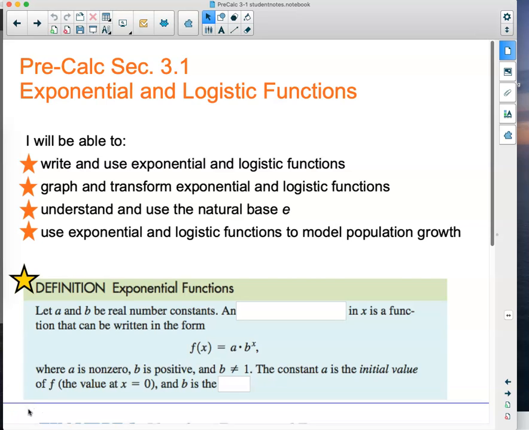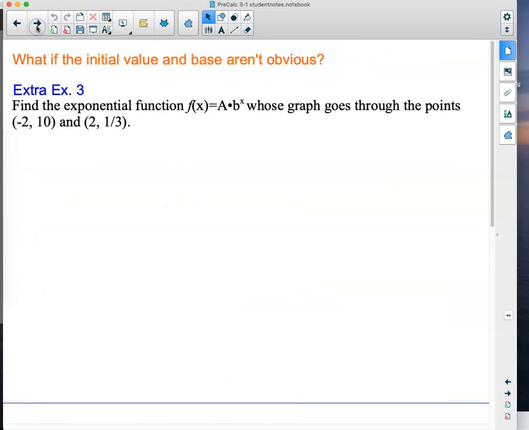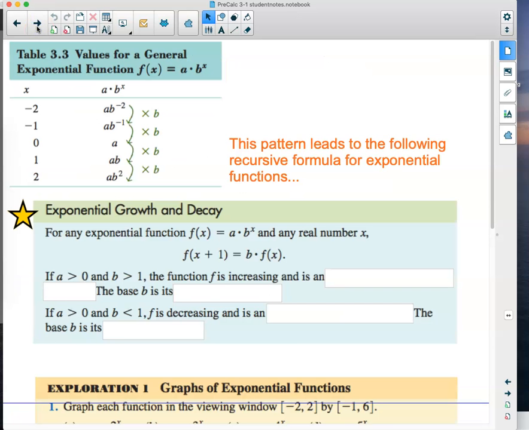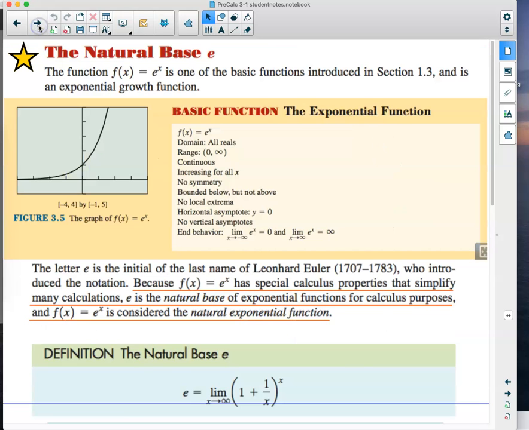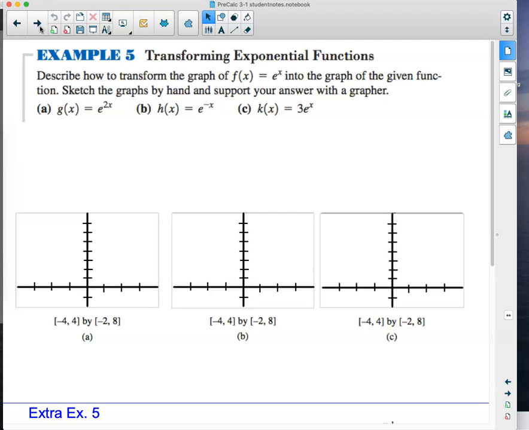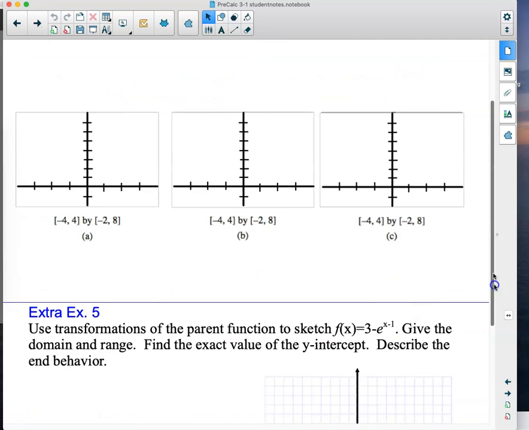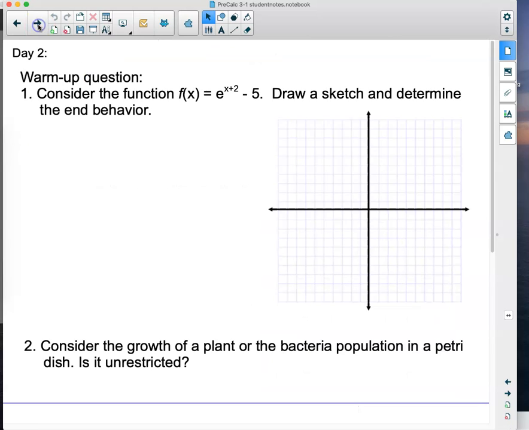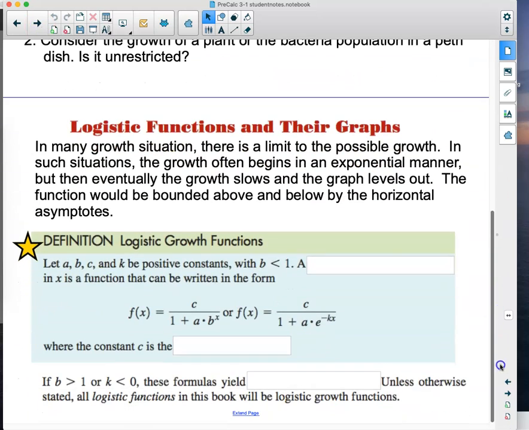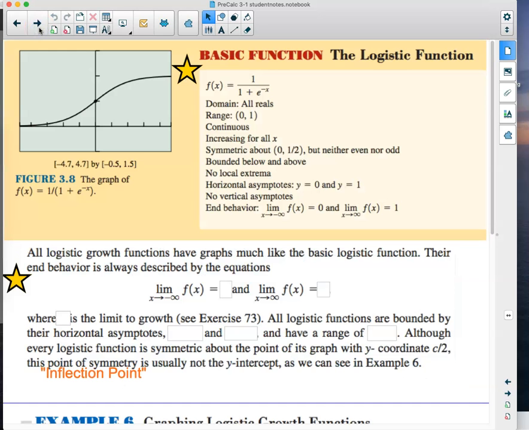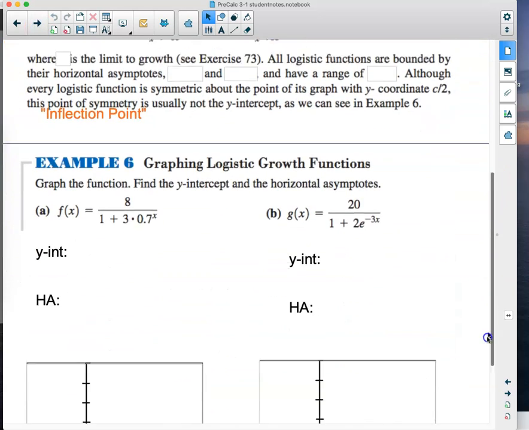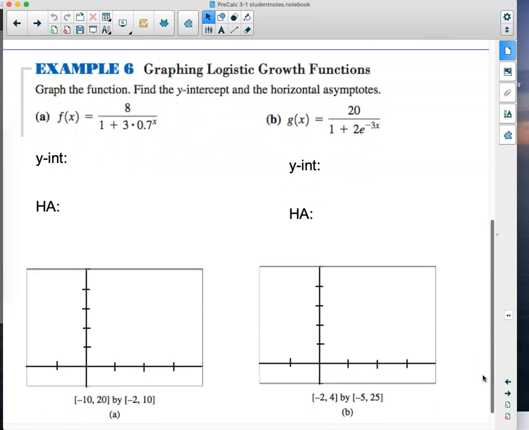And we were at example 6, part B. Wow, we really did get through quite a bit of this. So here we are. Example 6, graphing logistic growth functions. And this is a large chunk of knowledge that was just supposed to get us to see this is the kind of thing we'll see with logistic functions.